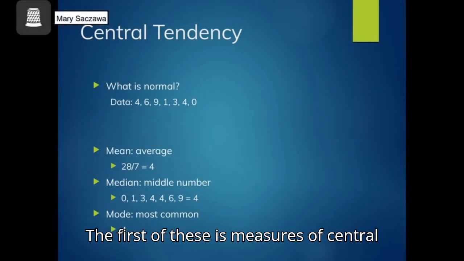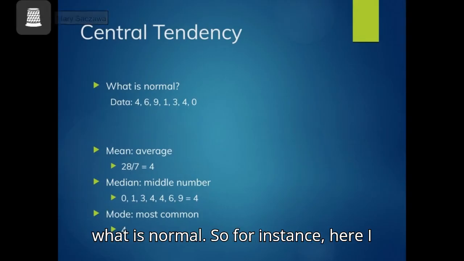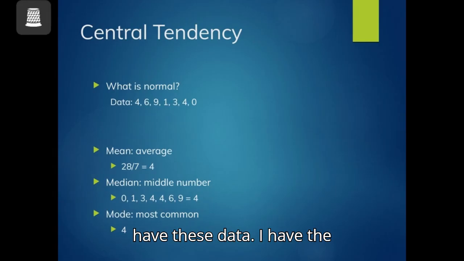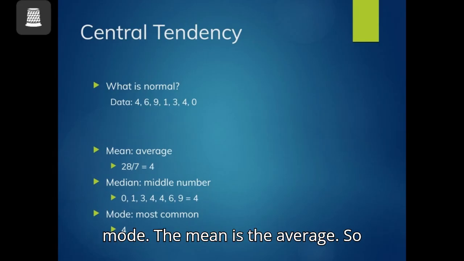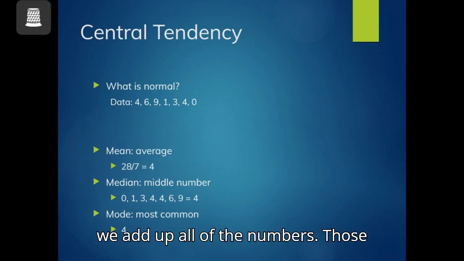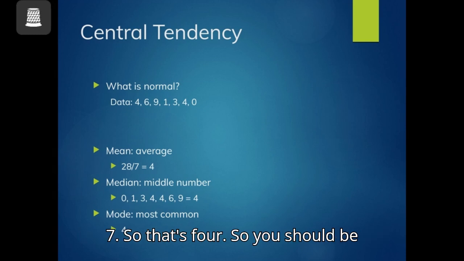The first of these is measures of central tendency. Central tendency tells us what is normal. So for instance, here I have these data. I have the numbers 4, 6, 9, 1, 3, 0, and 4. Measures of central tendency are generally mean, median, and mode. The mean is the average. So we add up all of the numbers. Those numbers add up to 28. We divide by the number of numbers there are, so divide by 7, so that's 4.